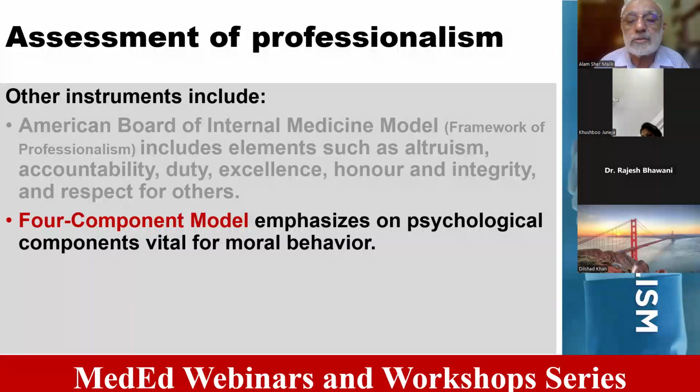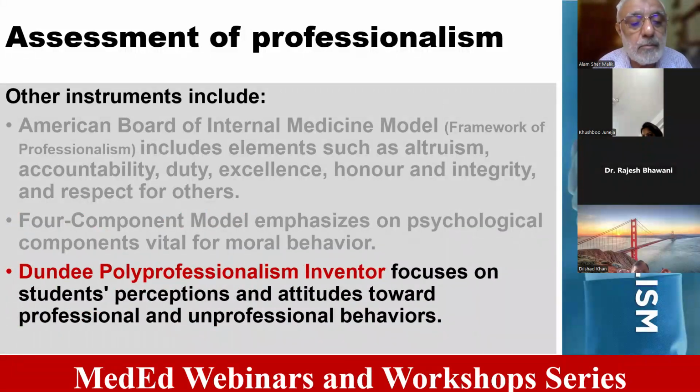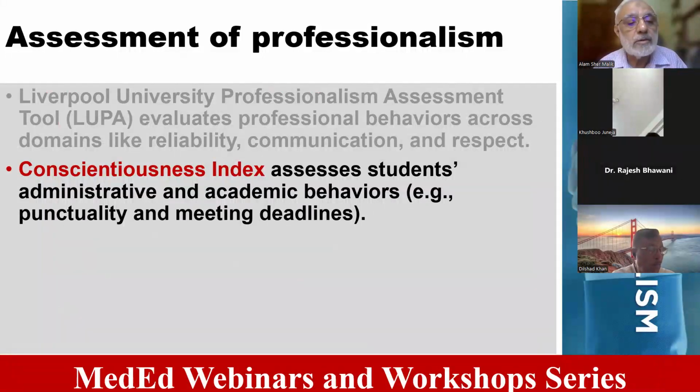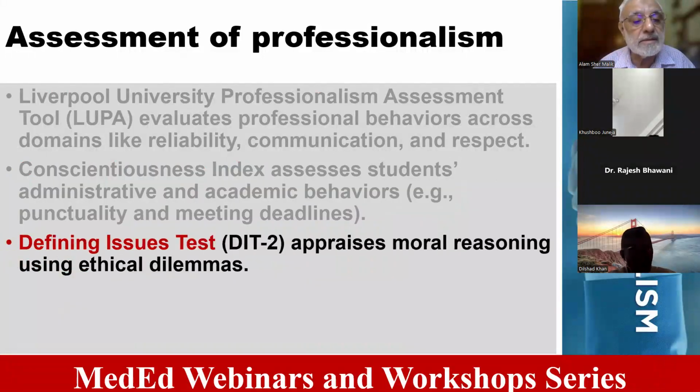The Four-Component Model emphasizes psychological components vital for moral behavior. The Dundee Polyprofessionalism Inventory focuses on students' perceptions and attitudes towards professional and unprofessional behaviors. LUPA, the Liverpool University Professionalism Assessment, evaluates professional behaviors across domains like reliability, communication, and respect. The Conscientiousness Index assesses students' administrative and academic behaviors, for example, punctuality and meeting deadlines. The Defining Issues Test appraises moral reasoning using ethical dilemmas.